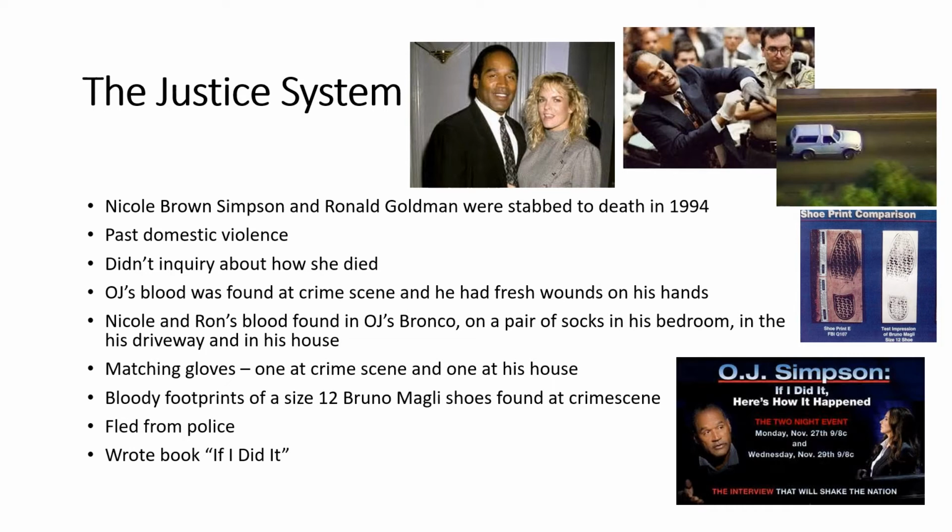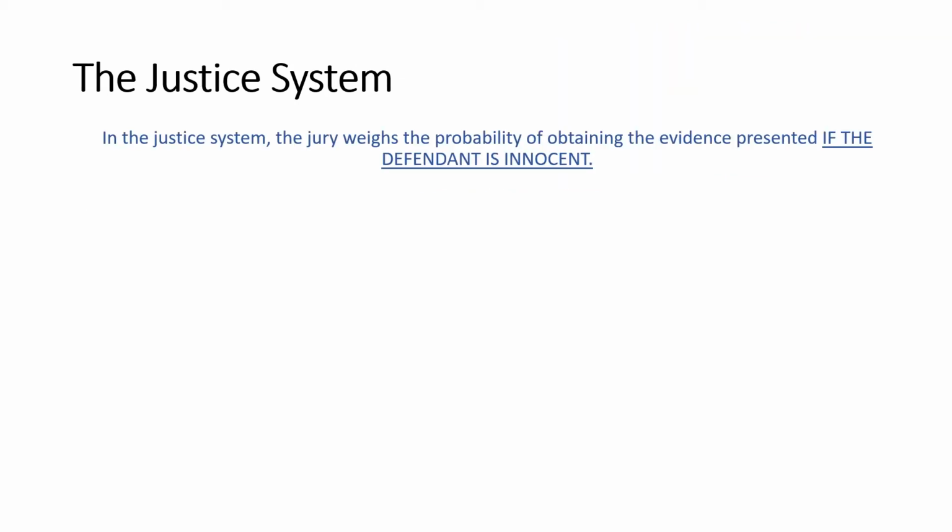And really, when it comes down to it, the jury had to think about this statistically. They had to think about the probability. Like, what's the probability that all of these events would line up if he is really innocent? Right? So in our justice system, we say innocent until proven guilty. So as this evidence is rolling in from the prosecution, the jury is weighing the probability. What's the probability of obtaining this evidence if the defendant is innocent?